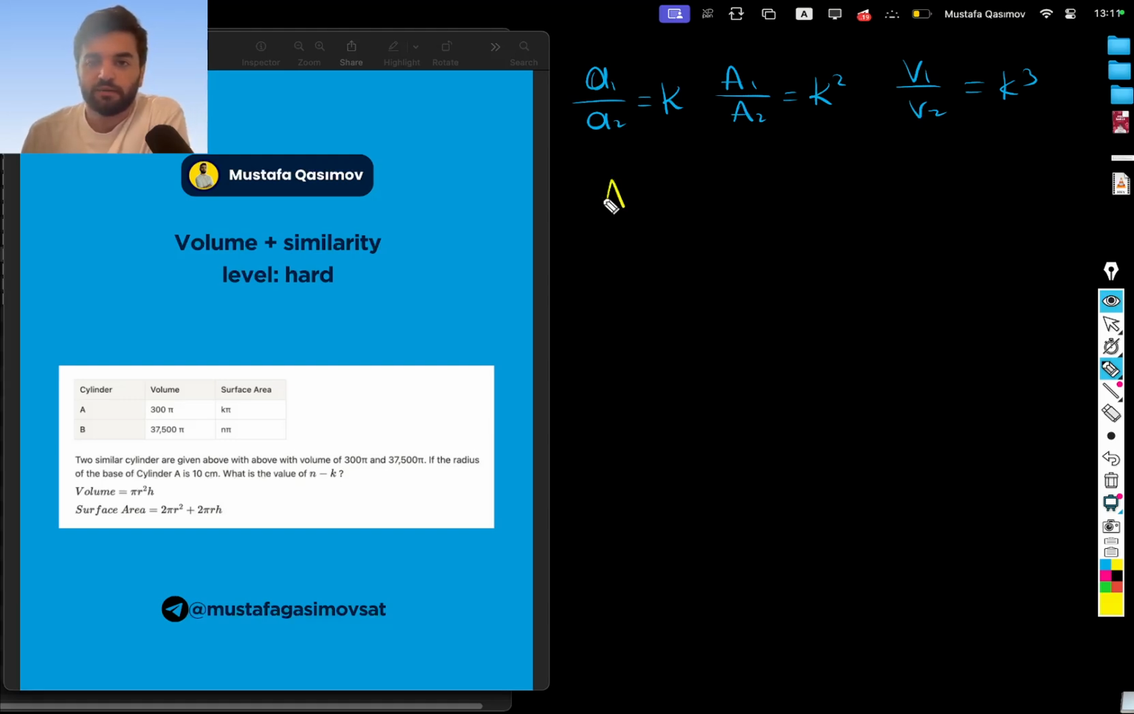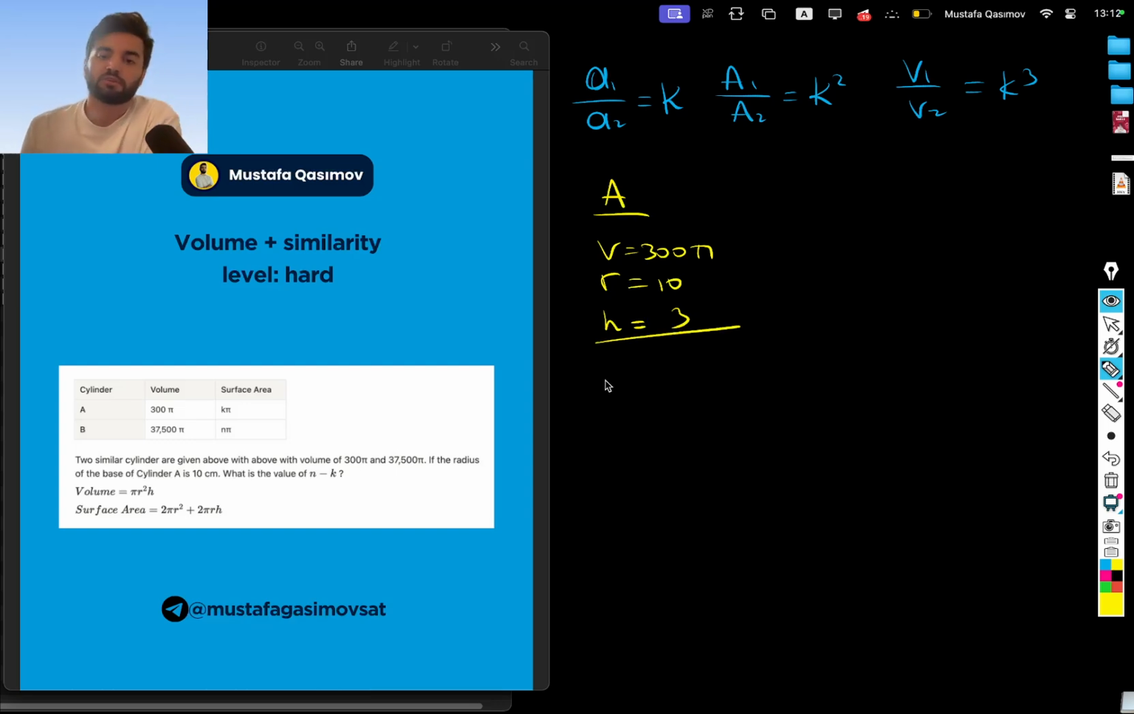For A, the volume is equal to 300 pi. Its radius is equal to 10. How to find h? We can use this formula, V is equal to pi r square h. When you write them here, volume is equal to 300 pi, r is equal to 10, h is equal to 3.